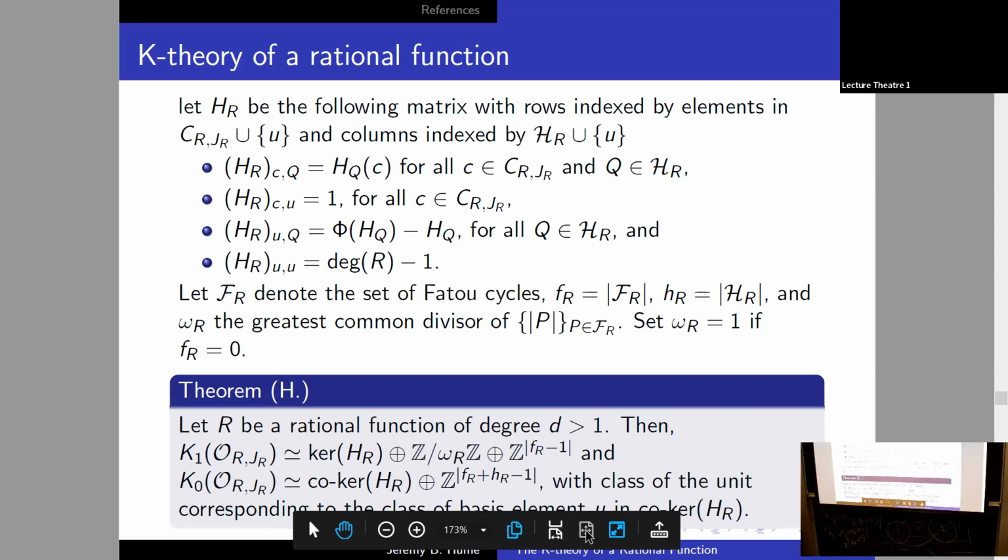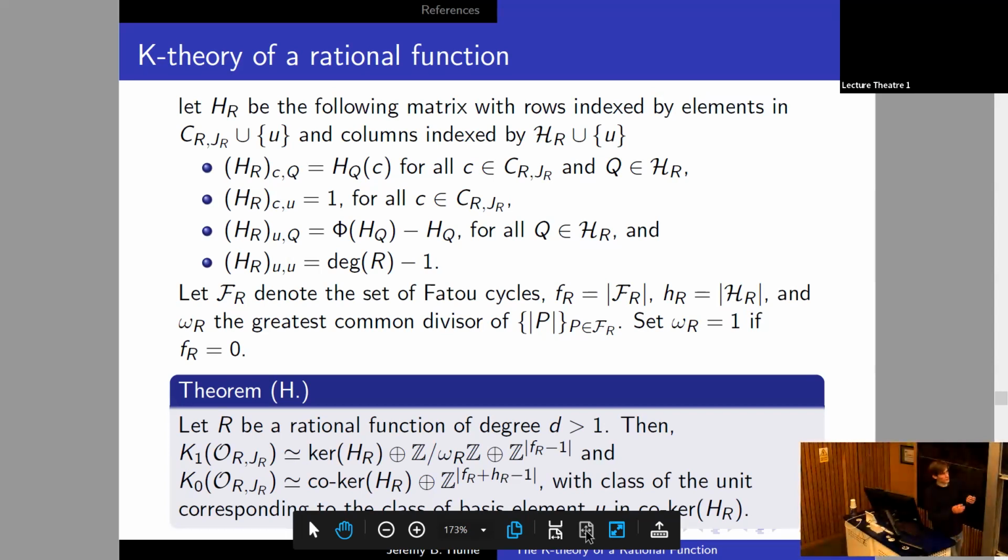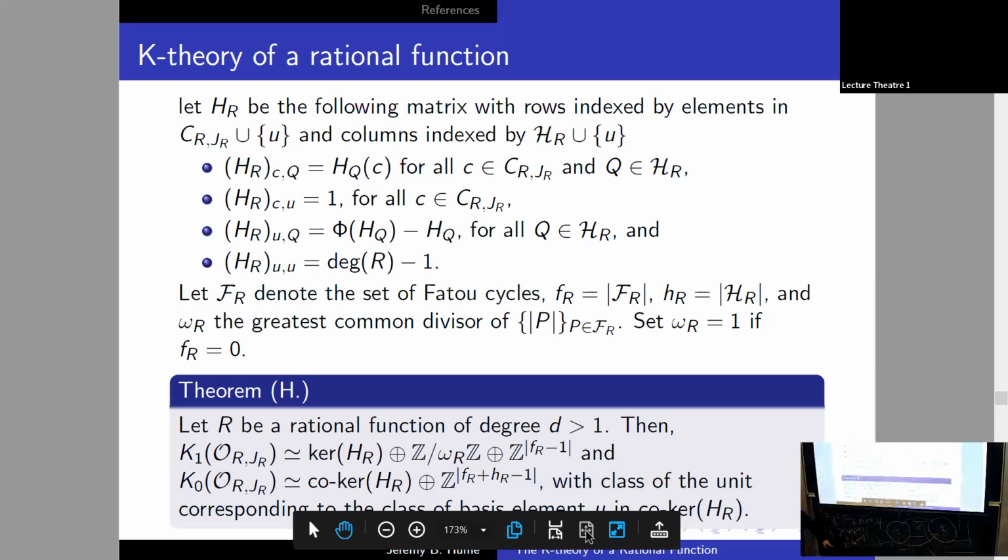Direct sum Z modulo omega RZ, direct sum the number of 2 cycles minus 1 in absolute value. And then K0 will be the co-kernel of this matrix, direct sum the number of 2 cycles plus the number of Fatou cycles minus 1 in absolute value. And the class of the unit will correspond to the class of this basis element U in the co-kernel.